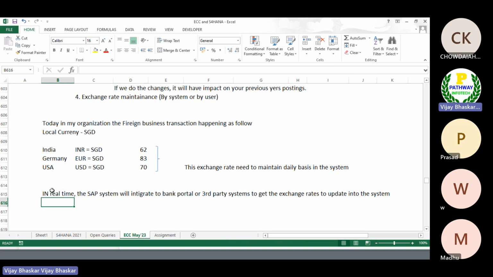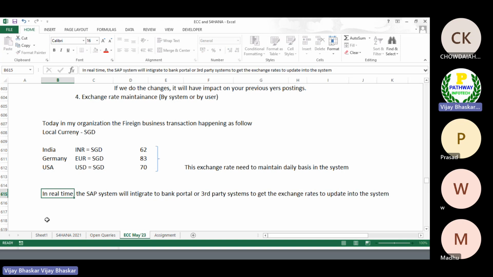So what will happen? Let us assume in India, who is going to control all the exchange rates and interest rate related things? Then RBI, Reserve Bank of India, is going to control. So now if we want to update, if the legal entity is located in India, then the SAP system will be integrated to the RBI portal, or there could be a chance that it will be integrated to a third party system, because third party systems will collect all the exchange rates and will provide the information to the SAP system.